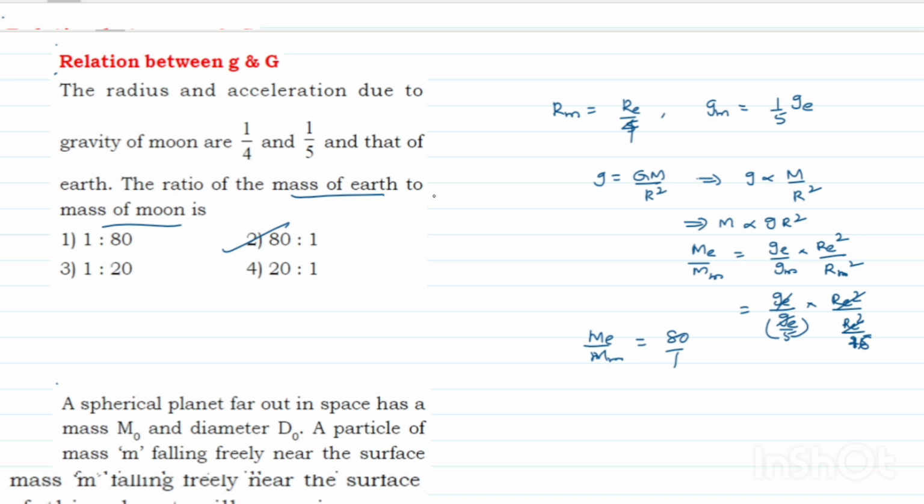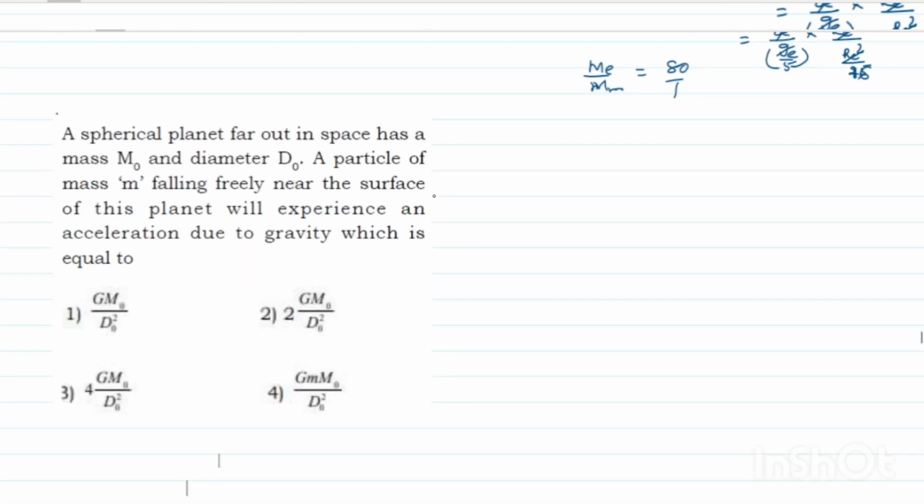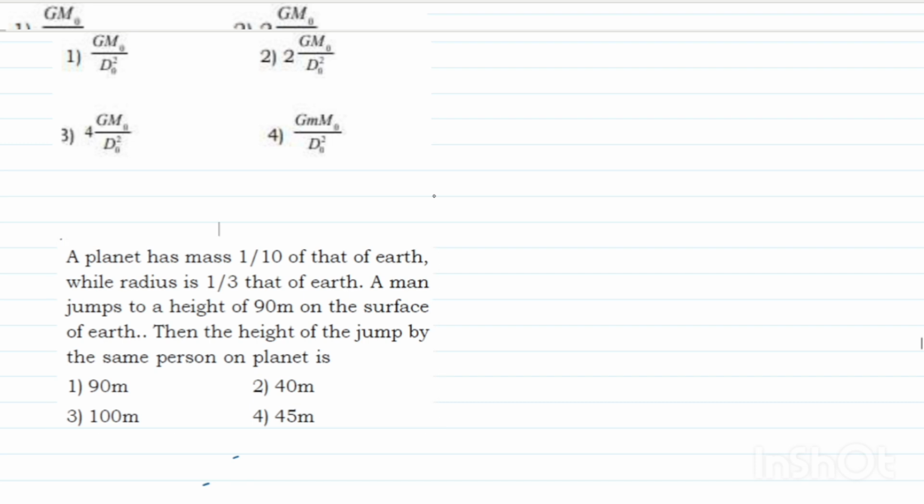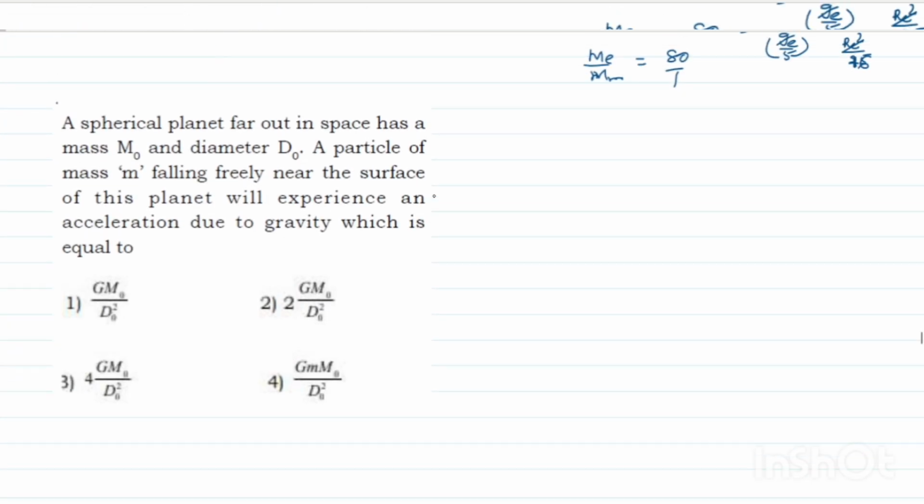Now let us see the next question, students. Here a spherical planet far out in space has mass given as m0 and diameter given as d0. A particle of mass m is falling freely near the surface of this planet and will experience an acceleration due to gravity equal to, they are asking. So here a spherical planet is given in space, and a particle of mass m is going to be falling freely near the surface.